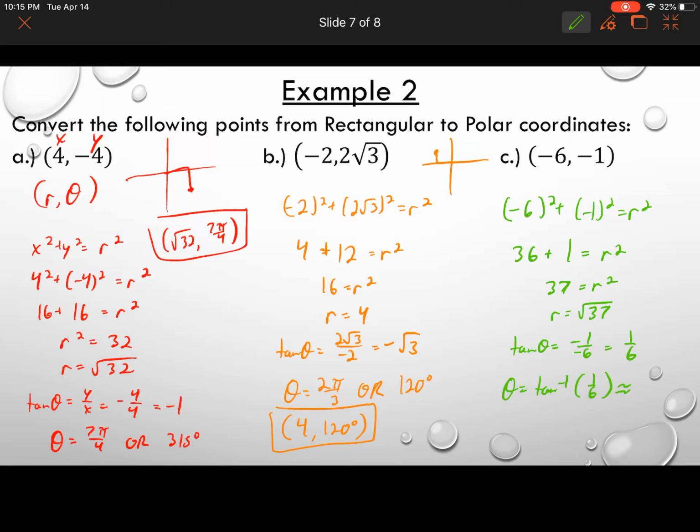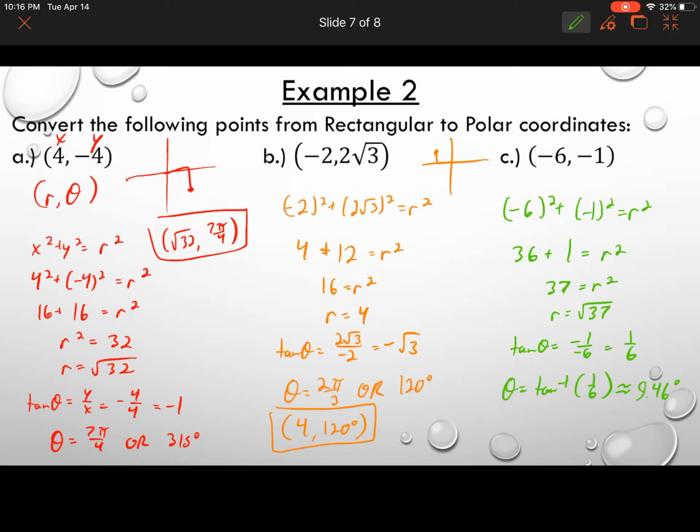And you should get, let's see. So tangent inverse, let's do that. So trig, tangent inverse of 1 divided by 6. Make sure you're in degrees mode, probably would be best. So you get 9.46 degrees.